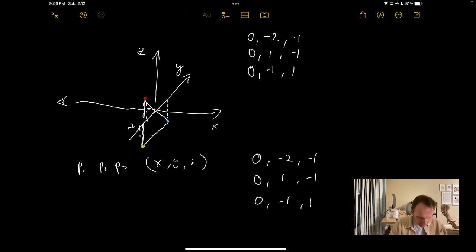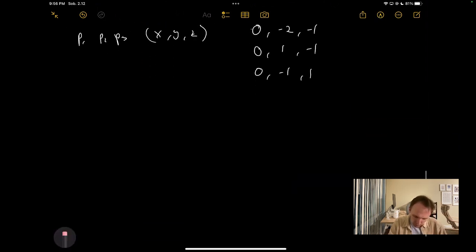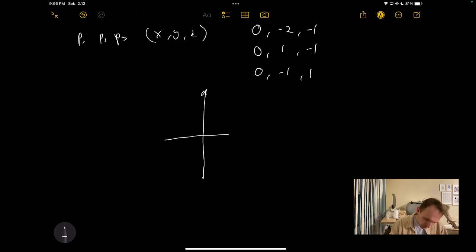I have drawn this already, but let me redraw it together so that we understand it together. So I start with a coordinate system, like this. It is x, y, and z, and those 3 points are in the world frame.